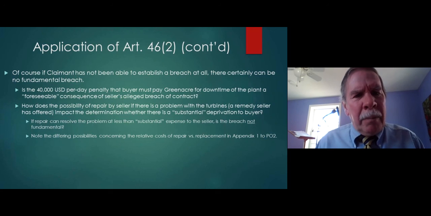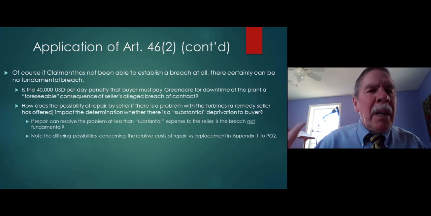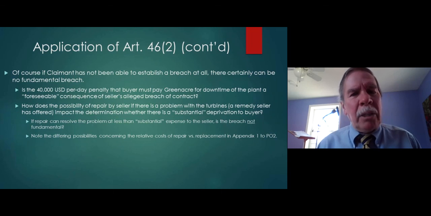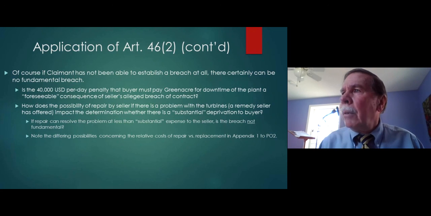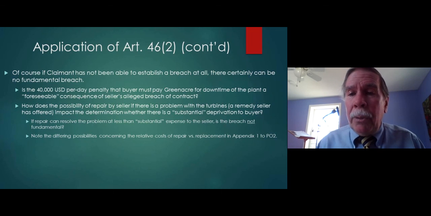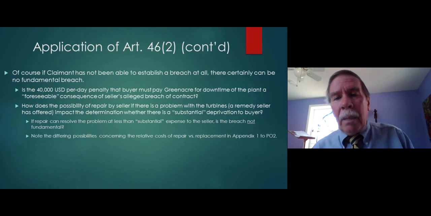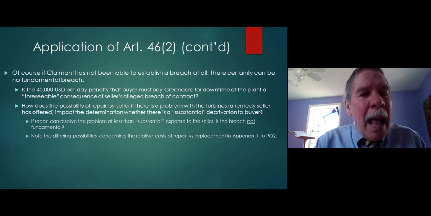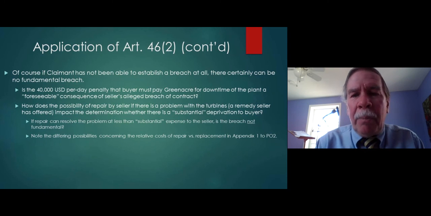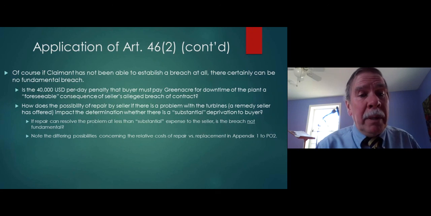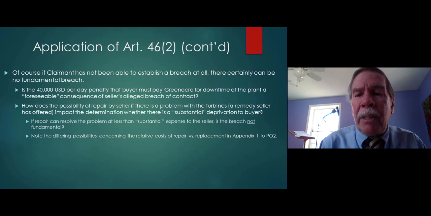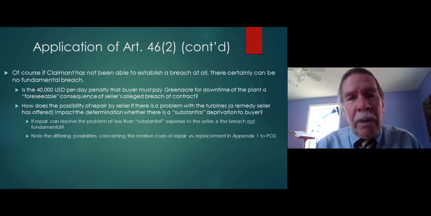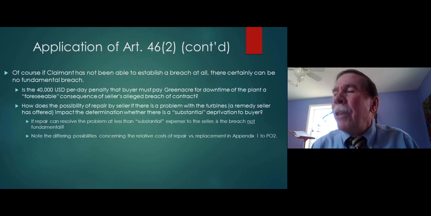And this brings up a couple of other questions. Is the $40,000 US per day penalty that buyer must pay Greenacre for downtime of the plant a foreseeable consequence of seller's alleged breach of contract? Remember that provision was added to the contract between the claimant and Greenacre after a while. How does the possibility of repair by the seller if there's a problem with the turbines, a remedy that seller has offered in this case, impact the determination of whether there is a substantial deprivation to buyer? If it can be repaired, does that affect whether there's a fundamental breach?